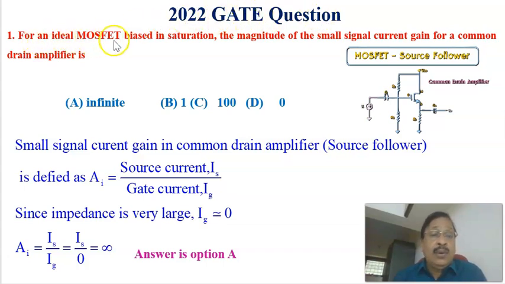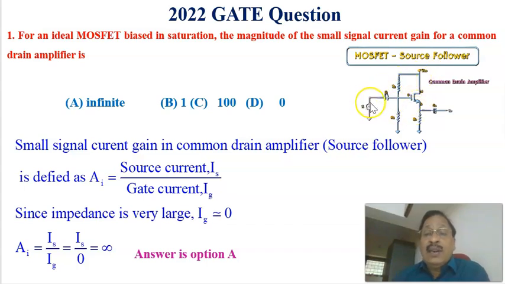For an ideal MOSFET biased in saturation, the magnitude of the small signal current gain for a common drain amplifier is, the different options are A infinite, B 1, C 100 and D 0. Therefore, this is the question: the small signal current gain is to be found for a common drain amplifier.